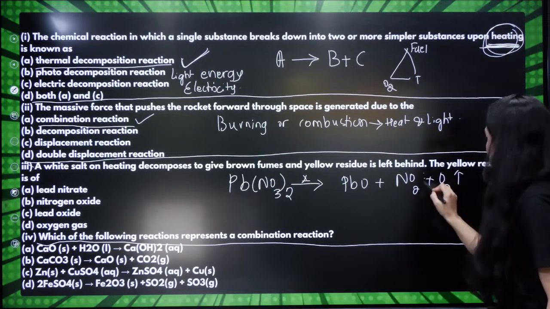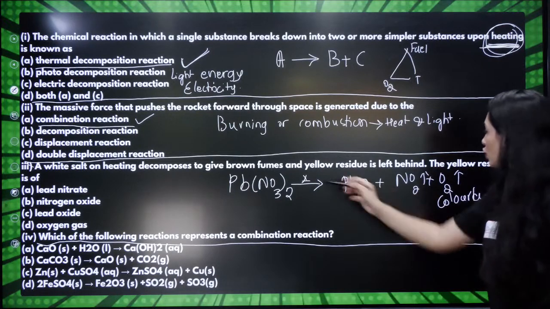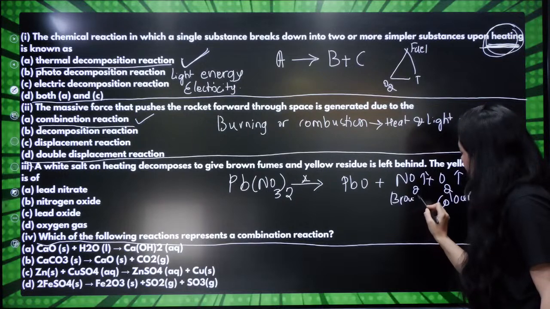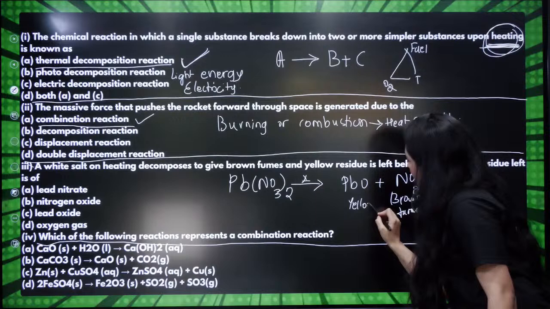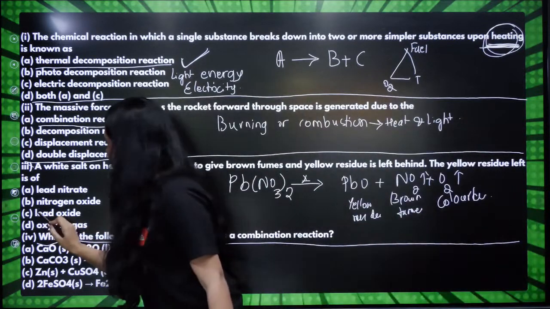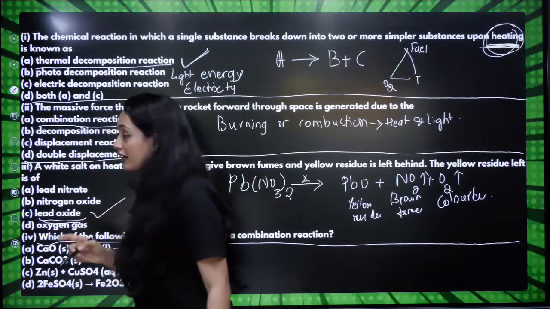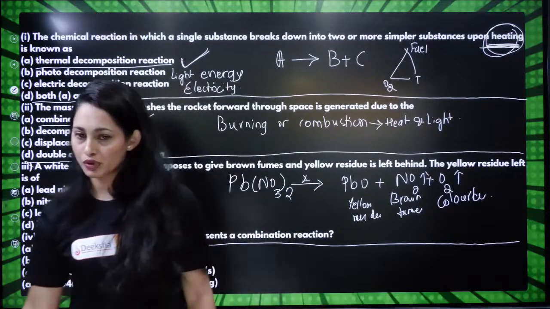So, oxygen is a colorless gas. And brown fumes, this is NO2. PbO is the yellow residue. So, what will be the answer? Lead oxide. Option C is the right answer. See, you have to apply your knowledge. If you mug up, you cannot answer these kind of questions.